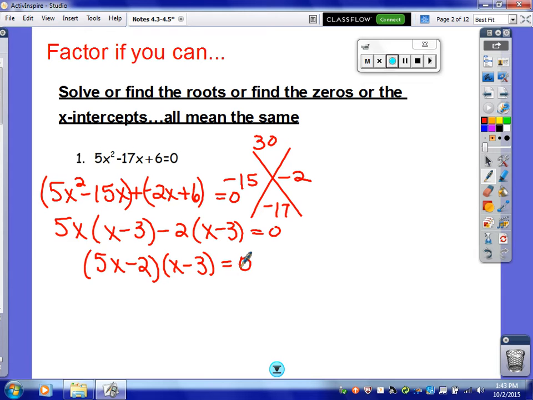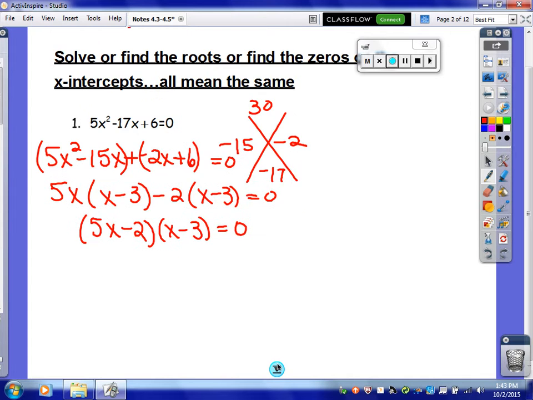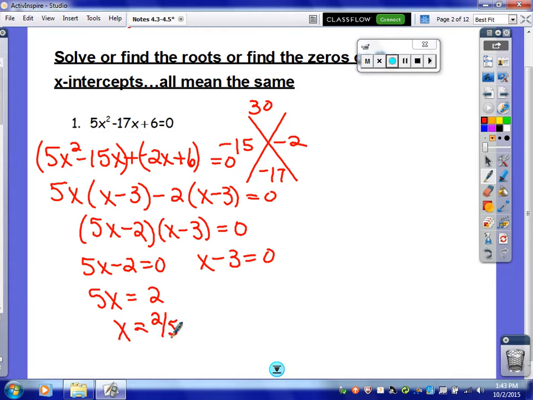So now we're going to apply the zero product rule. So we're going to set each factor equal to 0. Now this is a quadratic, x squared, so we're looking for two answers. So 5x minus 2 equal to 0 and x minus 3 equal to 0. Solve for x. So 5x equals 2 and x is equal to 2/5. So that's one of my solutions, and then my other solution is x equals 3.